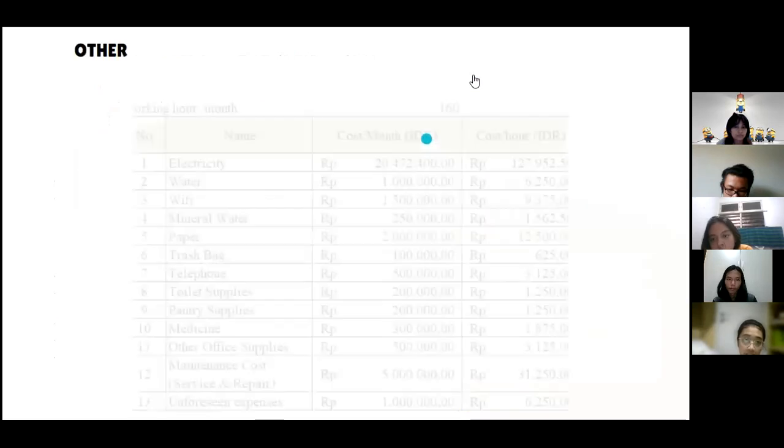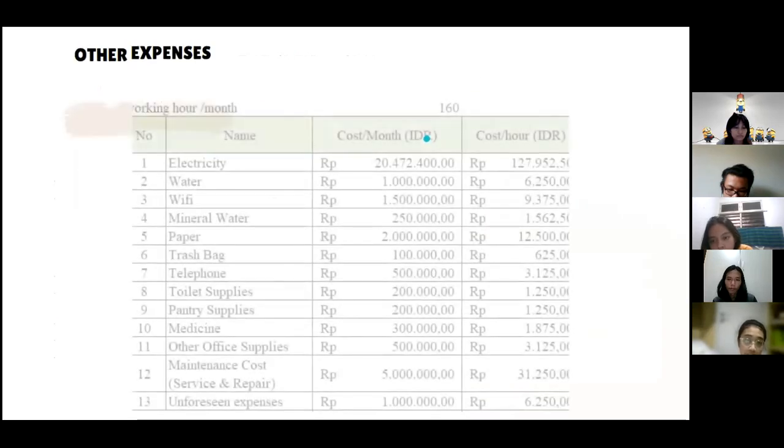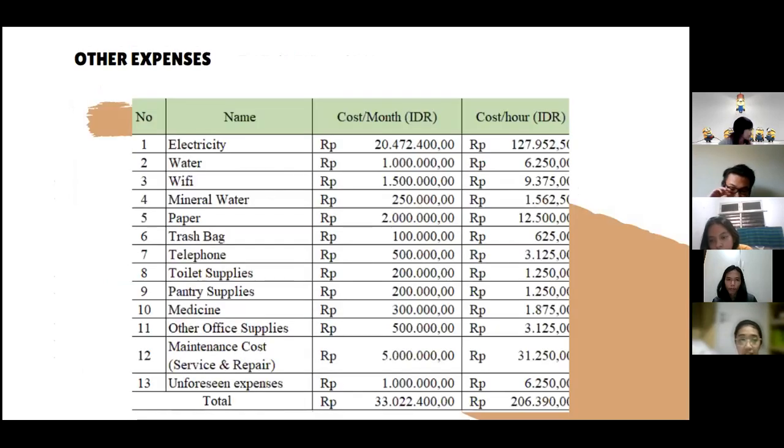This is the other expenses. The other expenses are calculated per hour, as we can see from the electricity until the armed forestry expenses. The cost per month totals around 33 billion rupiah, and the cost per hour is around 286 rupiah. Next.